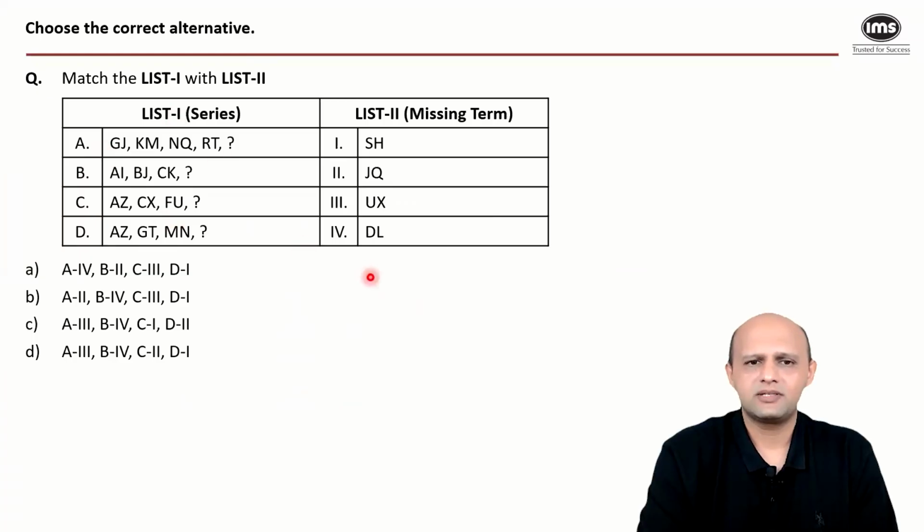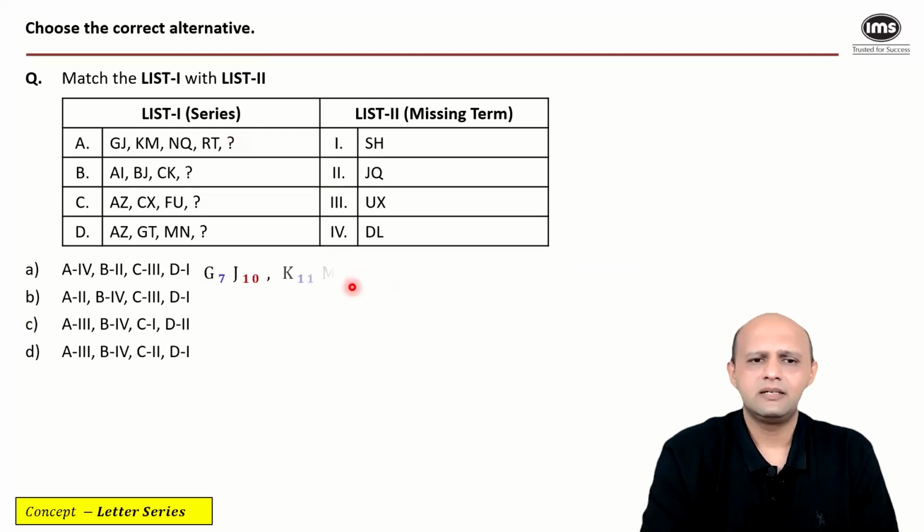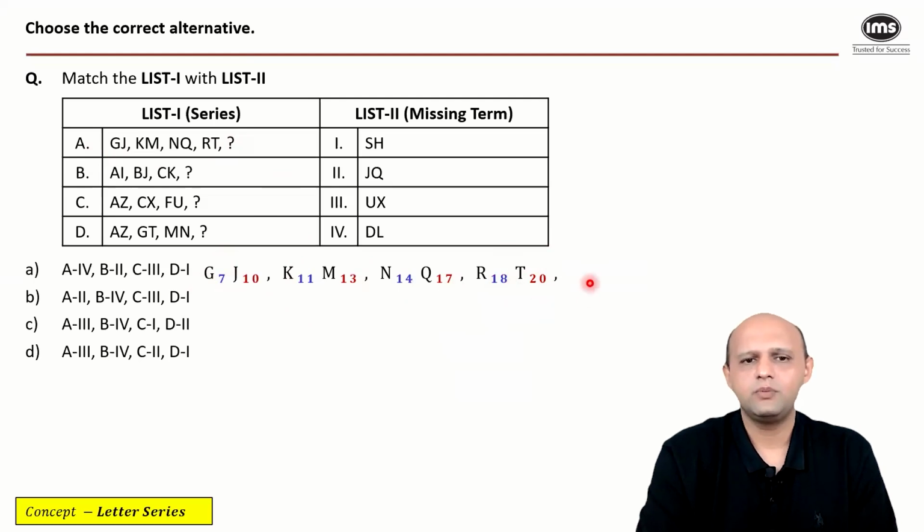If you look at this question, again, a question on letter series, trying to figure out what the following set of list could be. G stands for 7, K is 11, N is 14, R is 18, place values of alphabets: plus 4, plus 3, plus 4. So next should be plus 3. Plus 3 is what? 21. 21 meaning U. Okay. So A clearly maps with the third one.